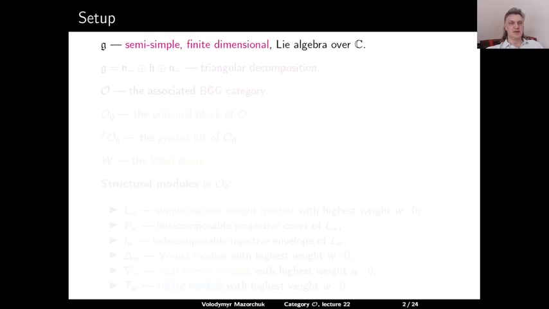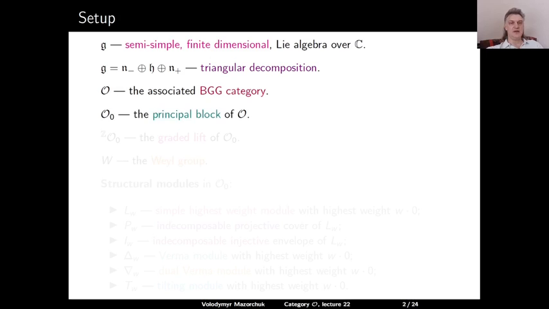Let G be a semi-simple finite-dimensional complex Lie algebra with a fixed triangular decomposition into the negative part n minus, the Cartan subalgebra H, and the positive part n plus. Consider the BGG category O associated to this triangular decomposition, and let O0 be the principal block of O. This principal block has a graded lift, which we denote by O0^Z. And also we denote by W the Weyl group of G.